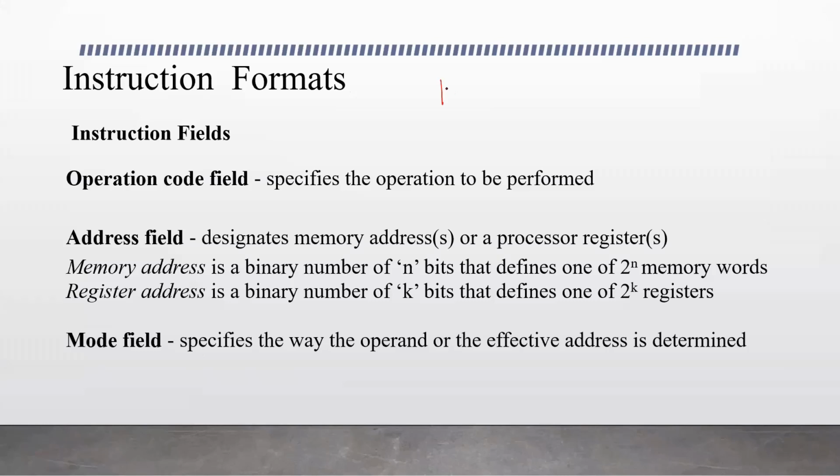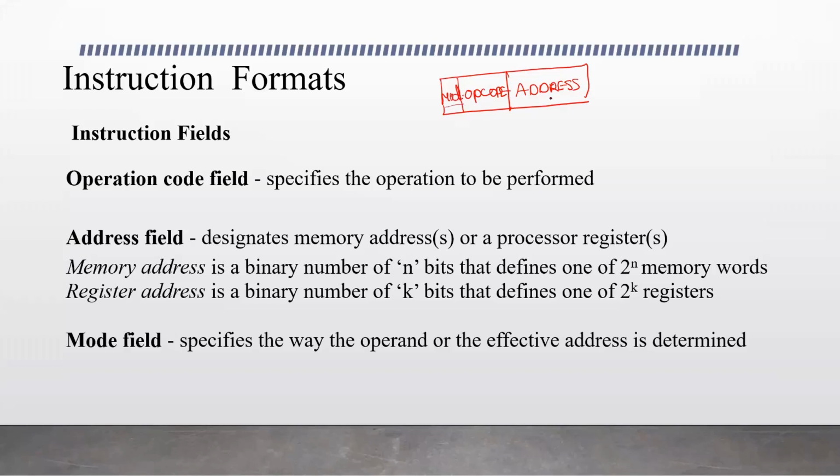We know the format of instruction. Okay, the three fields are the address field and the opcode field. So these are the two major fields, opcode and address, the operation code and address field, and the third field is the mode field.